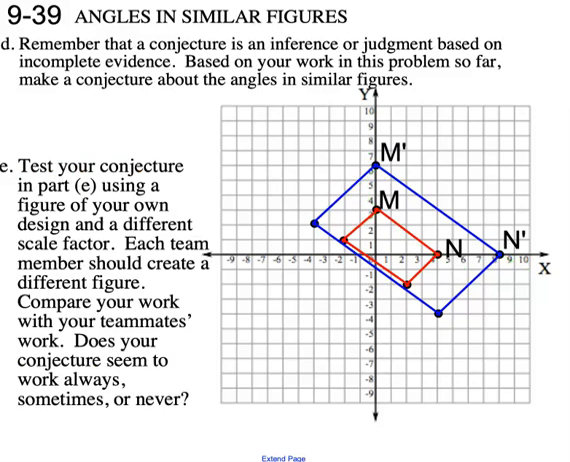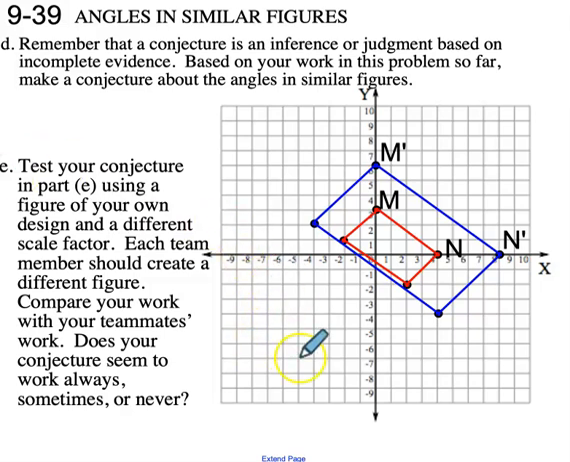So let's look at D. Remember that a conjecture is an inference or a judgment based on incomplete evidence. Based on your work in this problem so far, make a conjecture about the angles in similar figures. Well, we just learned that the angles in similar figures are equal, and you'll see the answer on the next slide. Then E says, test your conjecture in part E using a figure of your own.